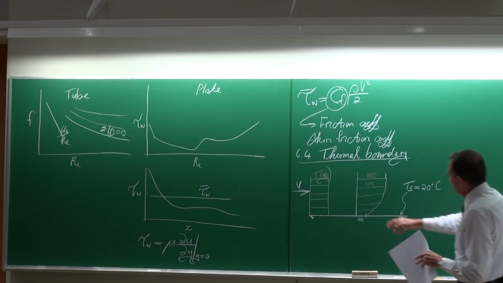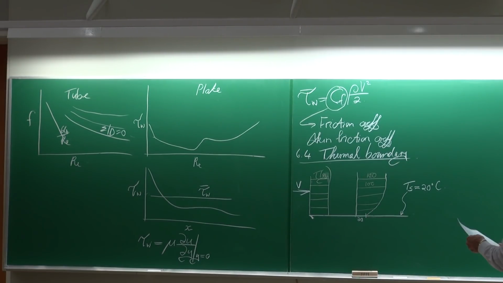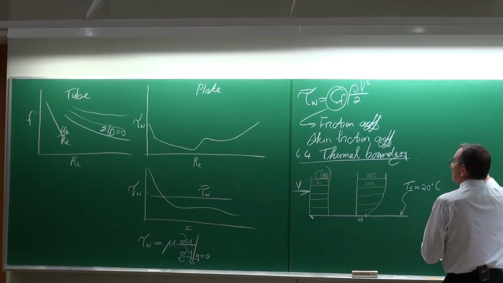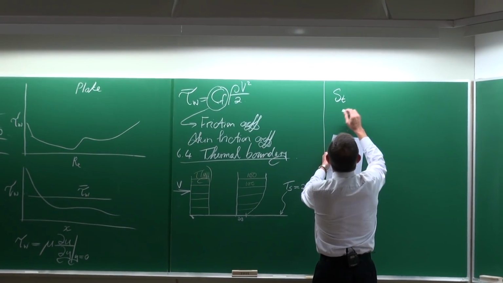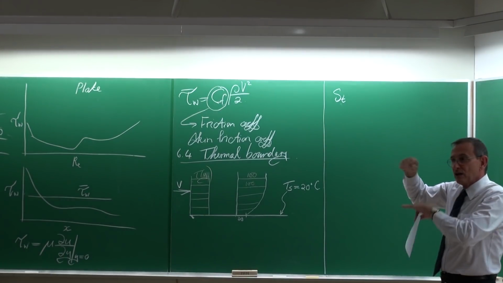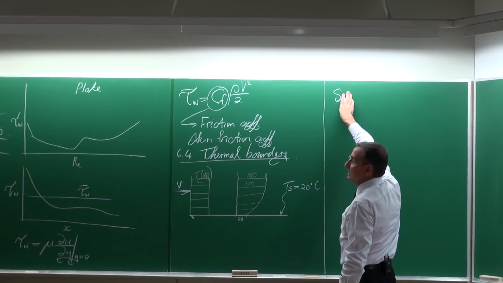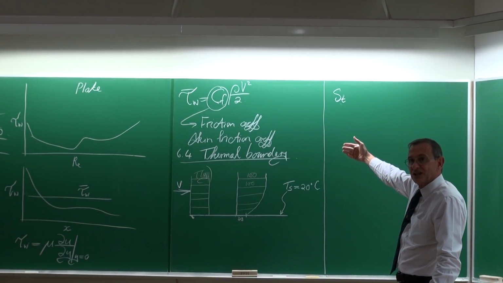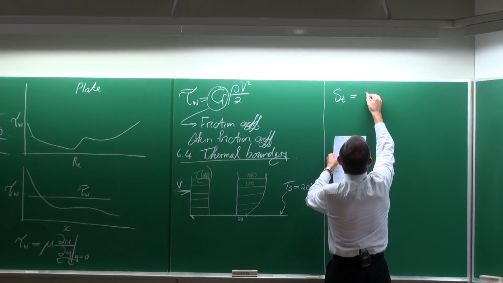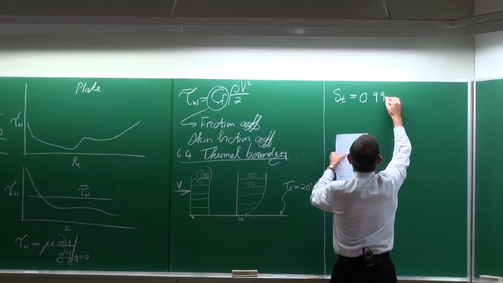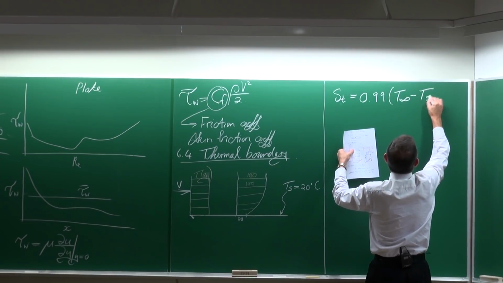So as you can see, it's almost the same, but it is not the same. So how are we going to handle that? Well, we do it by saying that the thermal boundary layer thickness, the boundary layer thickness for a velocity gradient was just delta. This one is now delta T to indicate it is a thermal boundary layer. That would be equal to 0.99 times the free stream temperature minus the surface temperature.